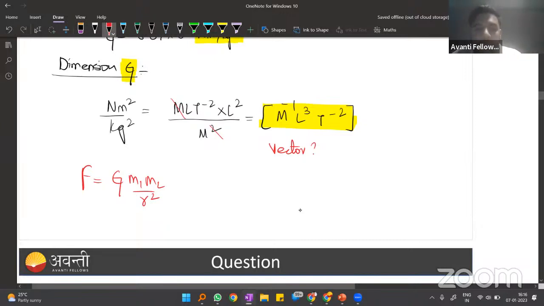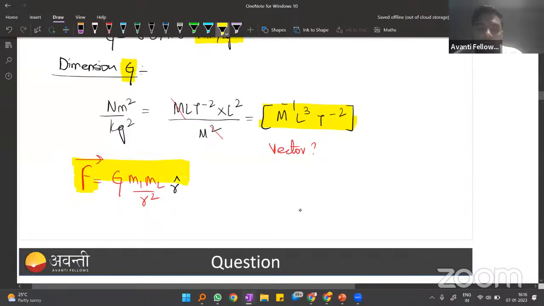So this F, if you see, is a scalar quantity. F is just the magnitude. If I have to make this a vector, I have to add an arrow on the top, and to this magnitude I have to add a direction, yes or no? And the direction is given, it's very important, by a unit vector. Direction is given by a unit vector r cap. So this is the vector form of Newton's law of gravitation.